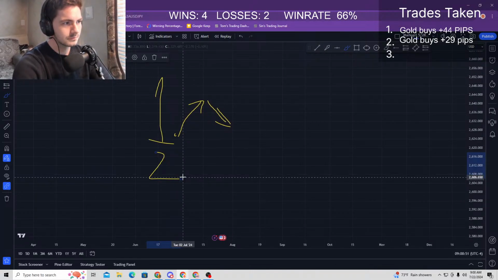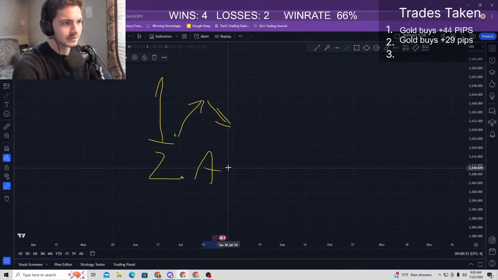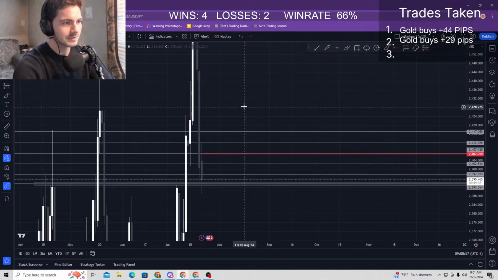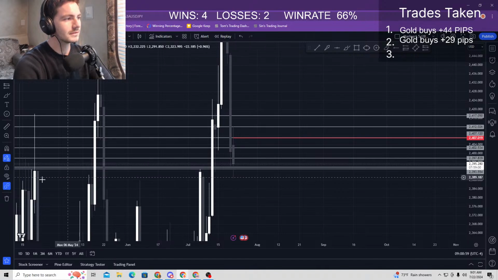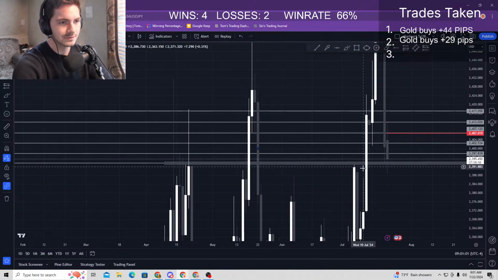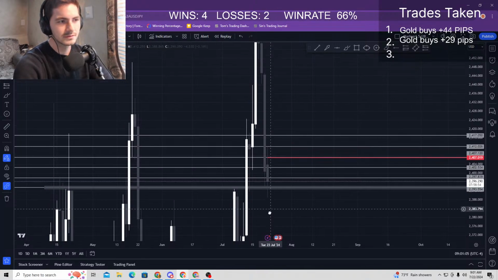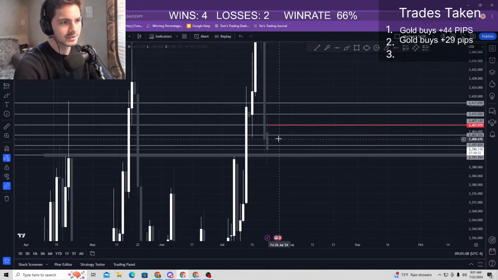2 is areas of interest. These just let me know where I can be expecting price to react to, because it's reacted to it in the past before. So if I'm trying to look for a buy, I'm going to be looking at it for around this level. If I'm going to look for a sell, I'm going to be looking at it for something like up here.